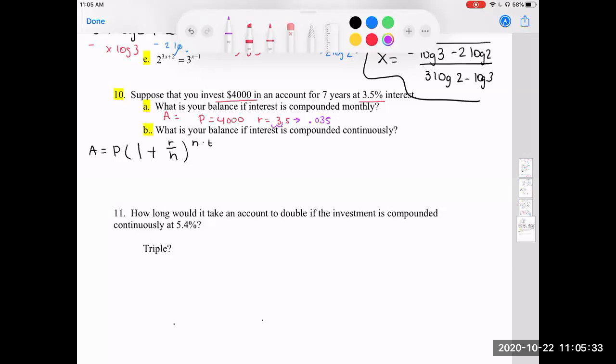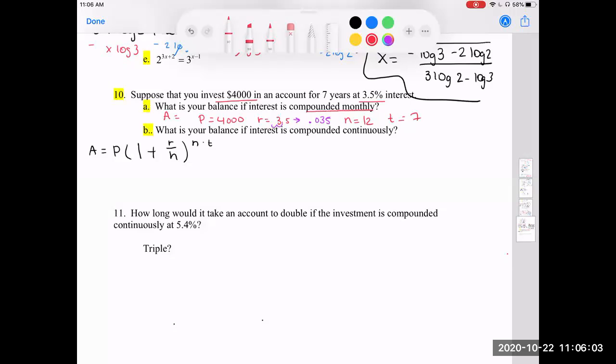Now I need N, meaning how many times they're going to be accrued, compounded. So our N, our question reads, what if it's compounded monthly? Our N would thus be 12. And lastly, for our variables, we need T. T is time in years. So that is 7 years.